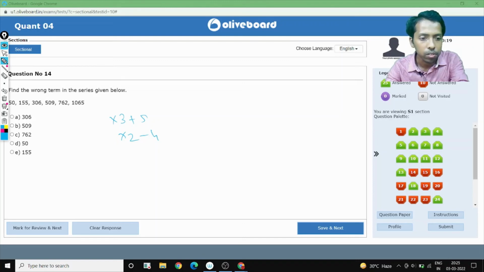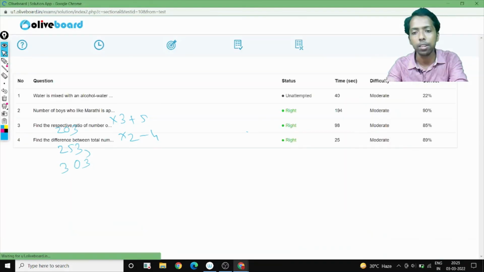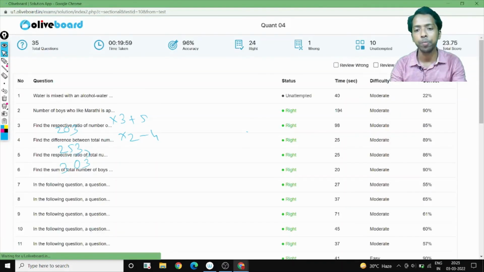Okay, so this is 726. This is 726, 203. This is 253. This is 6003, 303. So this is 5050. This is 55. So 155 is wrong here. Okay, time is just up here.